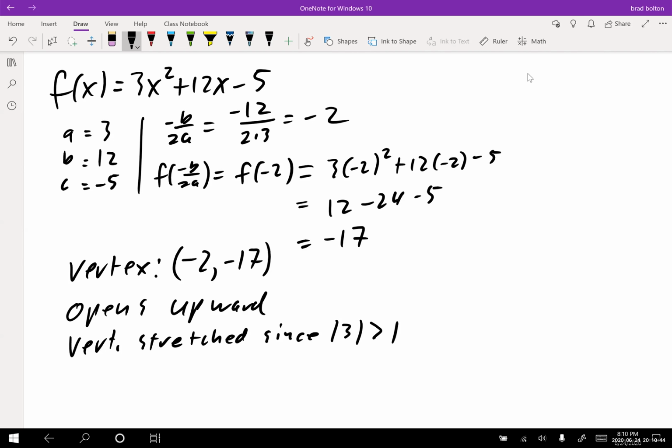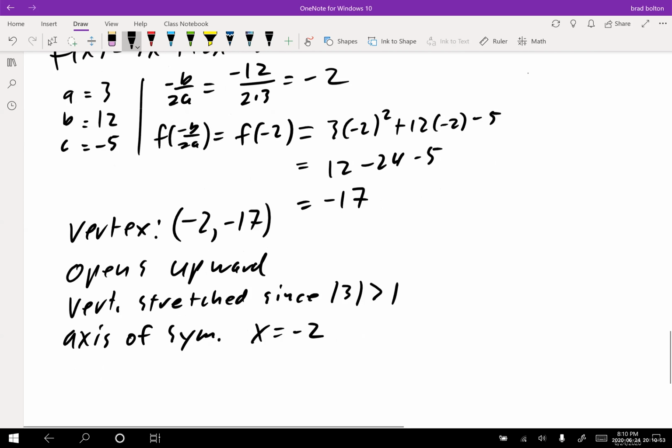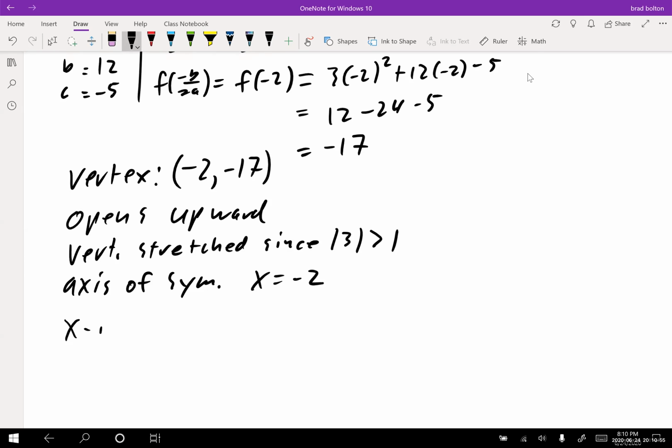So we have our vertex, we have our axis of symmetry. I mean, look at all the information we have. x equals negative 2, but I want more. I want to have a little bit better graph. So I want to find x-intercepts and y-intercepts. Remember I told you guys, if you ever need to find x and y-intercepts, all you need to do is let x equal 0 for y-intercepts and let y equal 0 for x-intercepts.